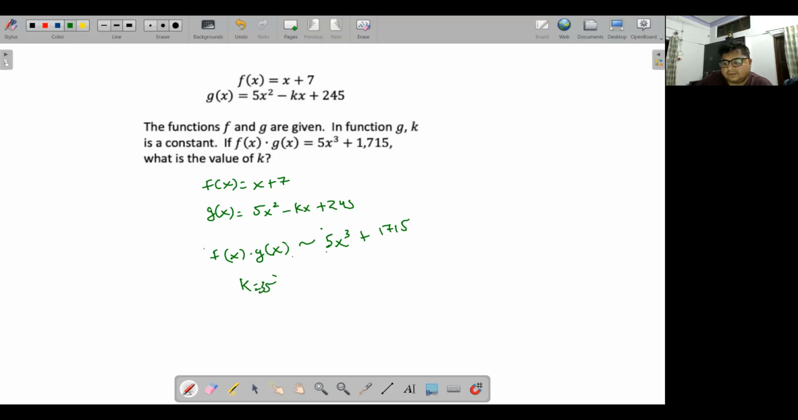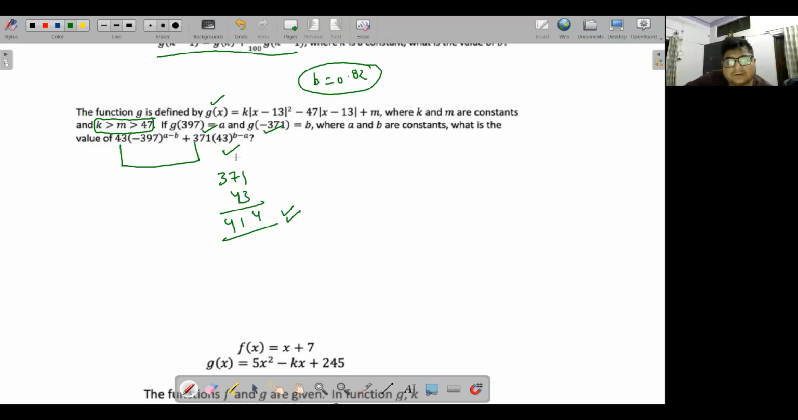Anybody has any doubt in this, please ask. Okay. Why we add two numbers? Which one are you talking about, Meghna? Oh, these two? Why we added it?